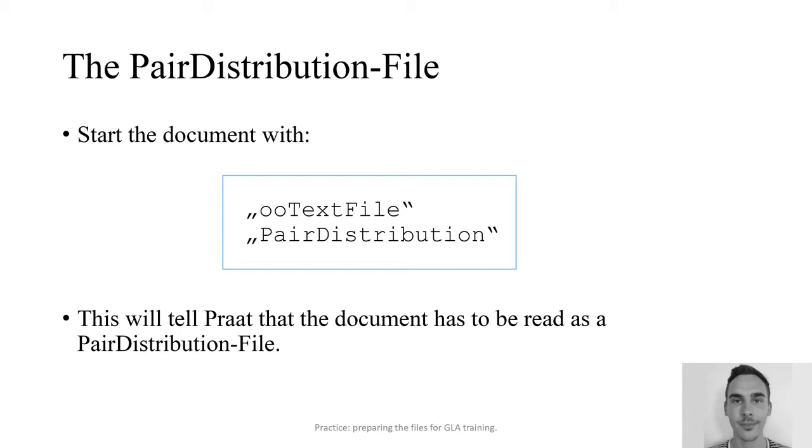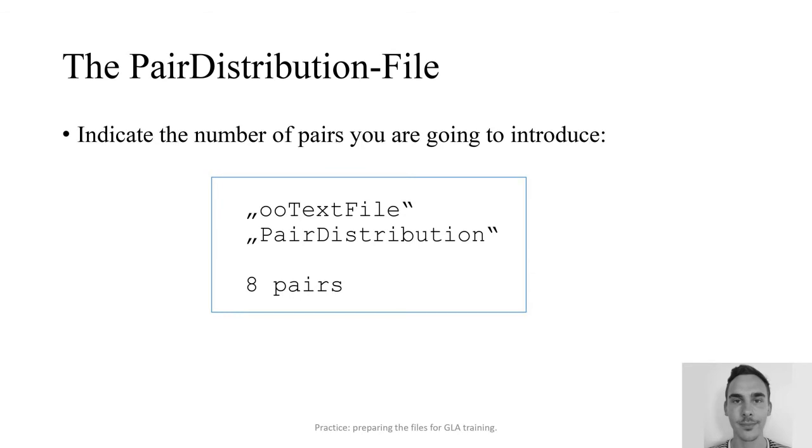So let's start with the pair distribution file. Create a new txt file and write OOTextFile in quotes in the first line and pair distribution in quotes in the second line. When Praat tries to read this script, this part tells it that we are dealing with a pair distribution file for an OT grammar. The next step is to indicate the number of input-output mappings that you will provide to the program. These mappings are referred to as pairs here.